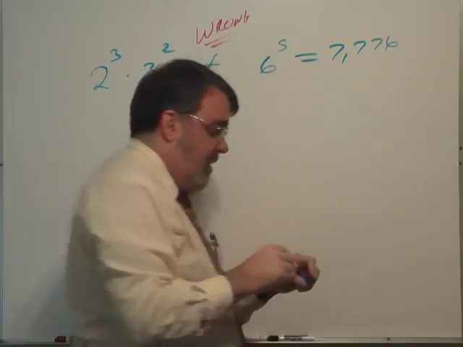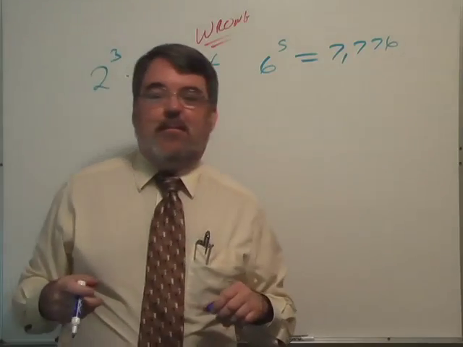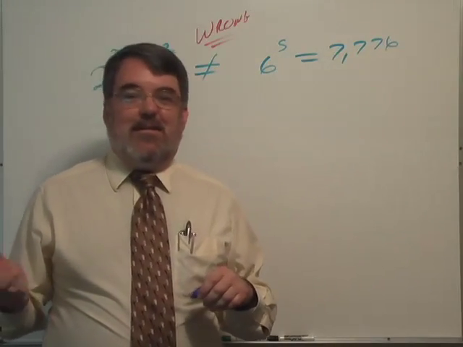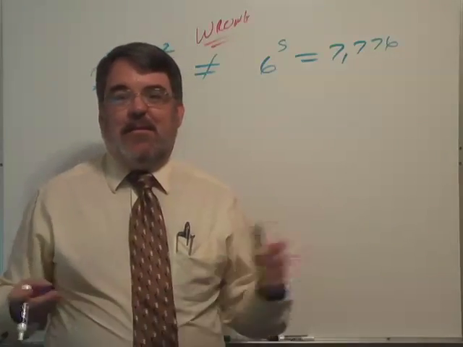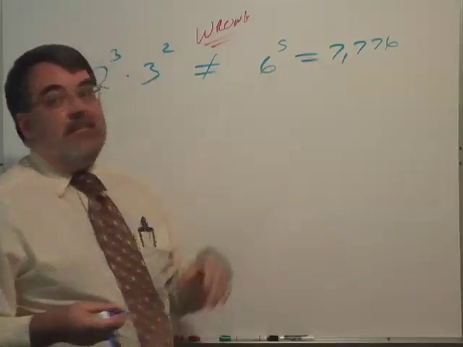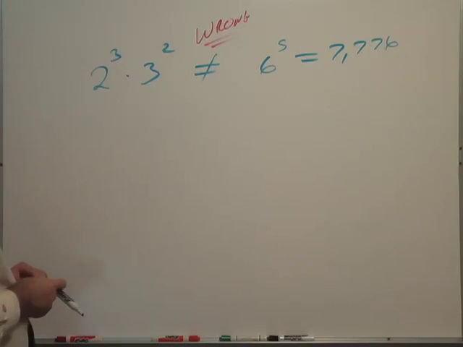7,776. And I've known that from years of playing the dice game Yahtzee, where you roll 5 dice. The number of different dice combinations is 7,776 when you roll 5 dice. All right.